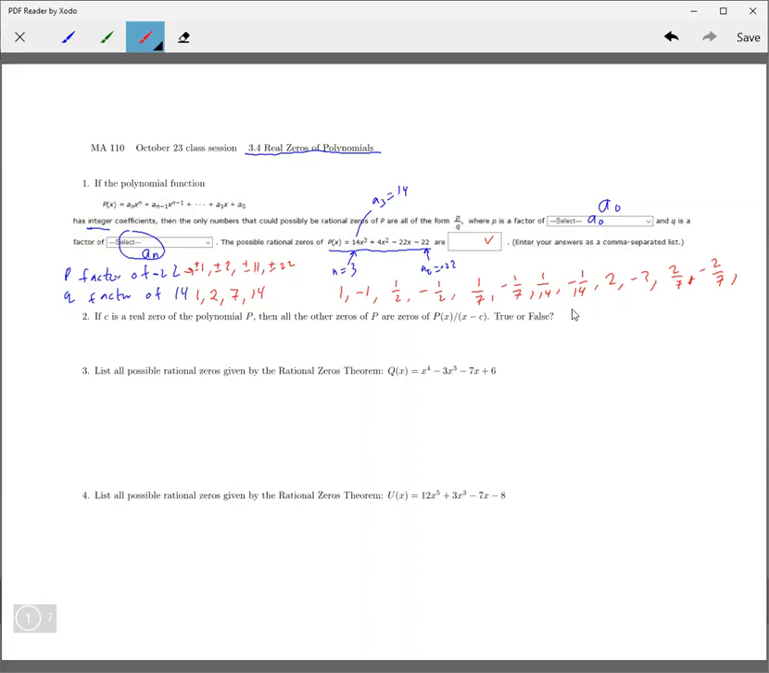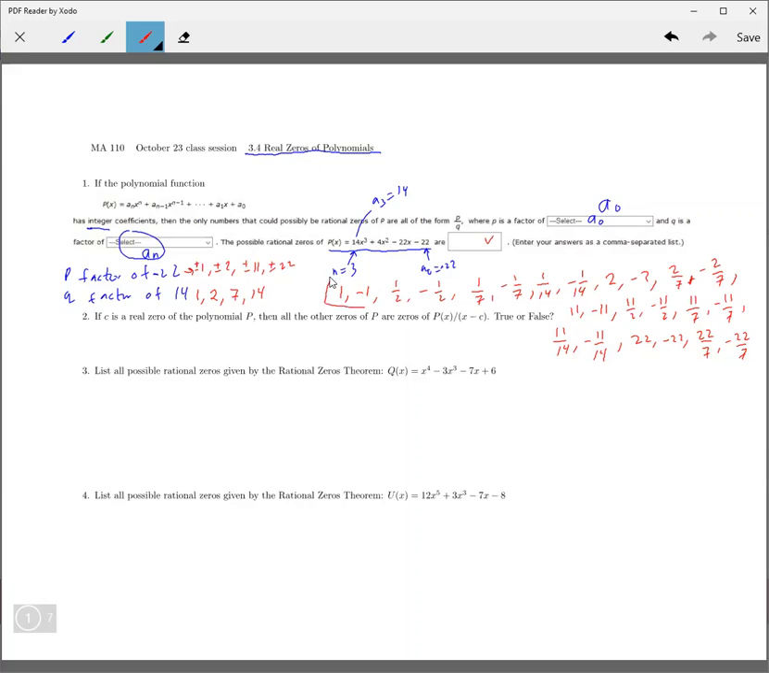Okay, 11 over 1 and negative 11. 11 over 2 and negative 11 over 2. 11 over 7 and negative 11 over 7. And then 11 over 14 and negative 11 over 14. Now we have 22 over 1 and negative 22. And we have 22 over 2, which is 11, so that's already there. 22 over 7 and negative 22 over 7. And we have 22 over 14, which is 11 over 7, which is already there.